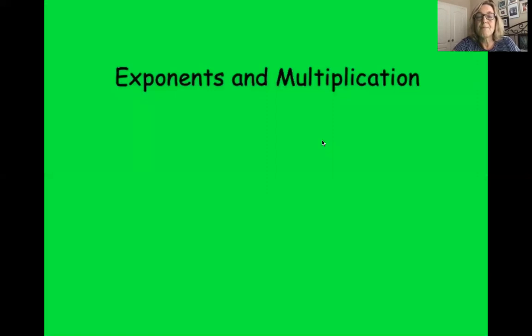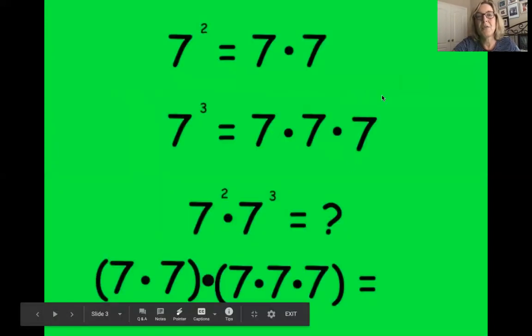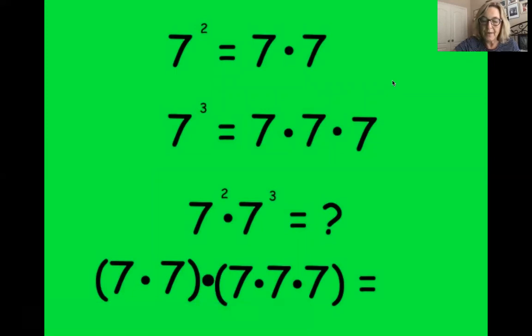So we're going to take what you've already learned about exponents and apply it to multiplication. So let's start with this idea of 7 squared. Now, when I said squared, it's the second power, means the same thing, right? When we square a number, we're raising it to the second power. When we cube a number, we're raising it to the third power.